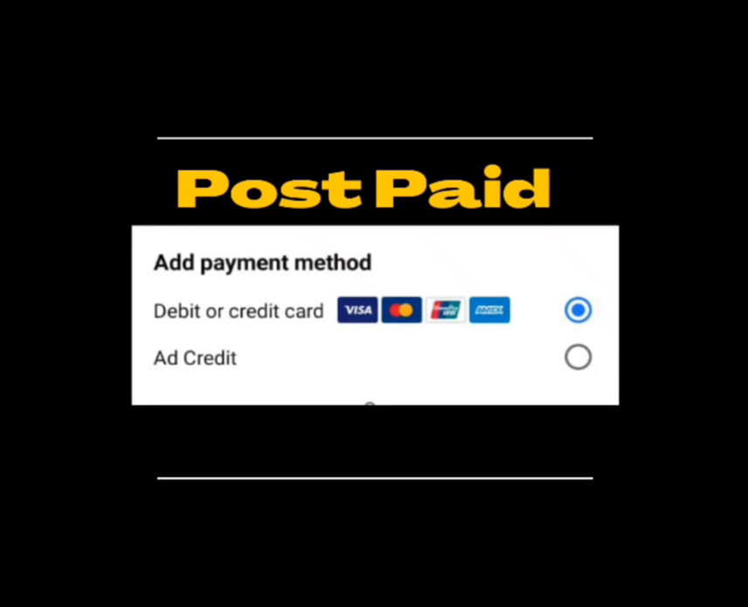It's the debit or credit card option, where you put your card there and you succeed in putting your card. Probably you start running your ads, but when it's time for you to pay, you see a pop-up that the card is declined or rejected or they couldn't process payment, and because of that your ad account is restricted or disabled. You can't go on with your ads.